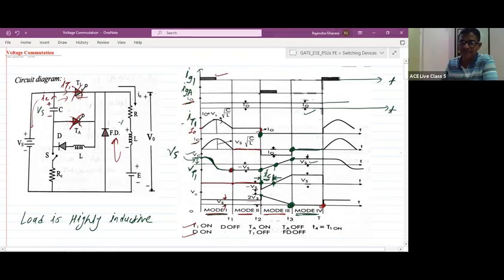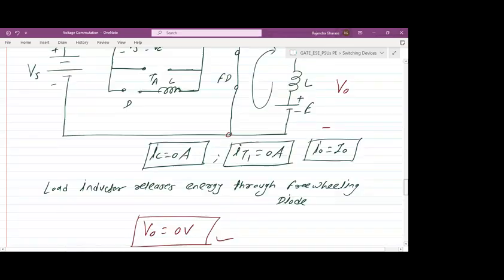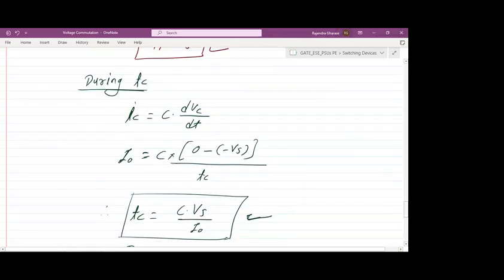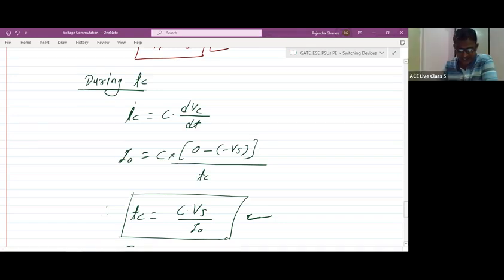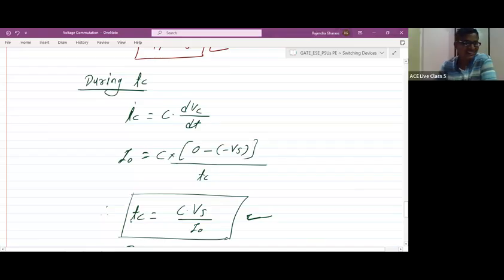During the TC derivation you made in this circuit, can you open that, sir? Yes, here it is. Sir, why are we not taking IC equal to minus I naught? You can check now, if IC is negative, then your TC will be negative. It doesn't have any meaning for the time to be negative. So we should take mod IC? Yes, we should take mod IC only.